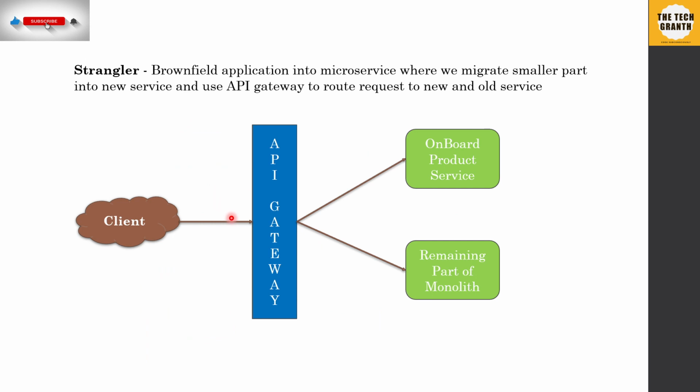So any call that comes to the API gateway for onboarding a product will be redirected to this new microservice. The remaining calls, meaning any call that deals with user service, payment service, inventory service, or any other component that was there, will be redirected to the existing monolith that I have. Slowly, if I move the payment service out of this, then all the calls to payment service will go to the payment service, and the remaining part will be here as part of the monolith itself.